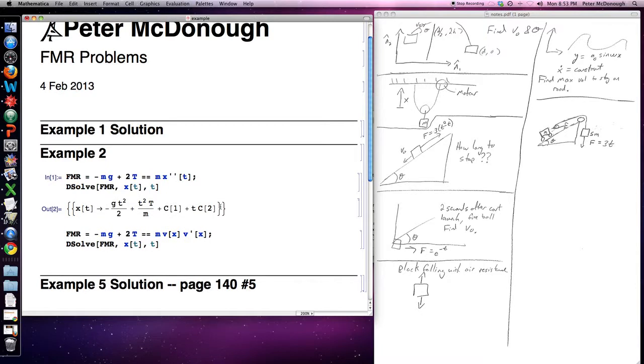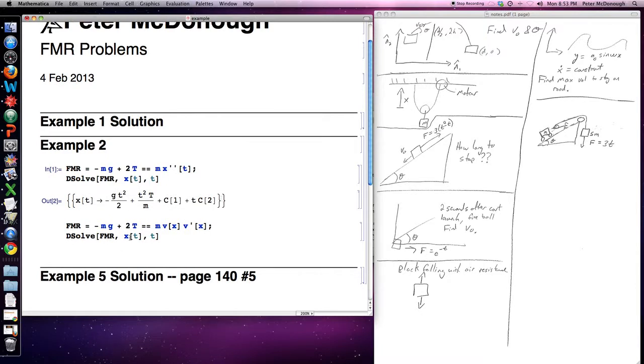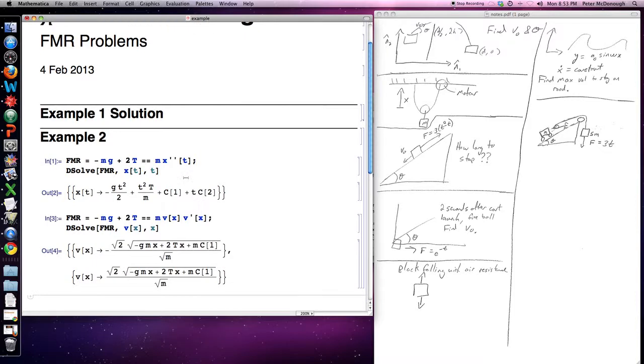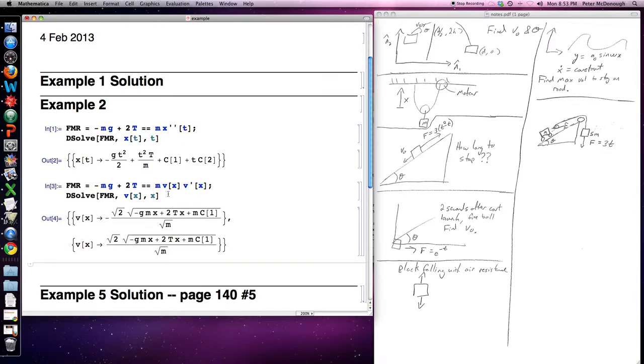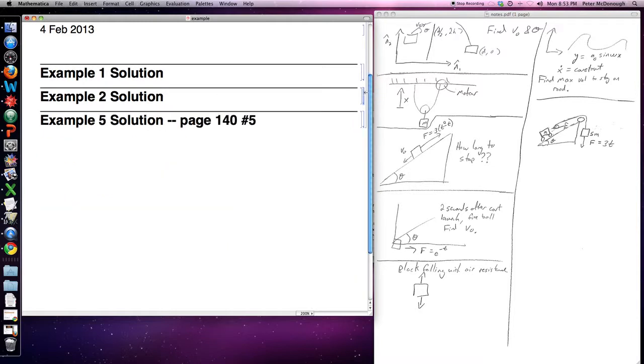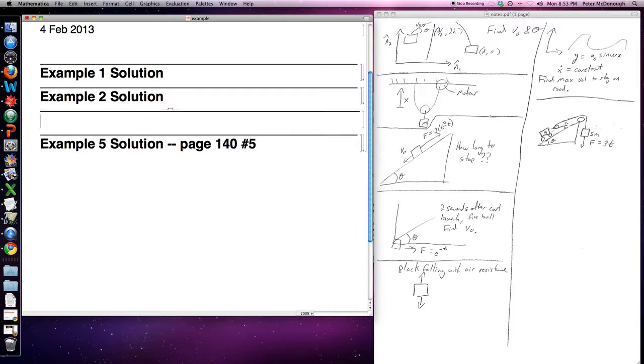So I've got exactly the same thing, except now my dependent function is v with respect to x, with the independent variable being x. Evaluate and solve, and bam, I've got my result as a function of position, in case I'm curious about the velocity as this thing goes upward. We'll type in the solution here, minimize this, and I'll save this in case my computer crashes, and we'll move on to example 3.